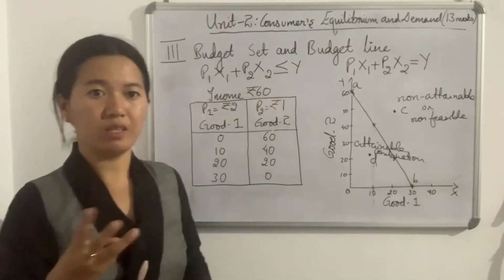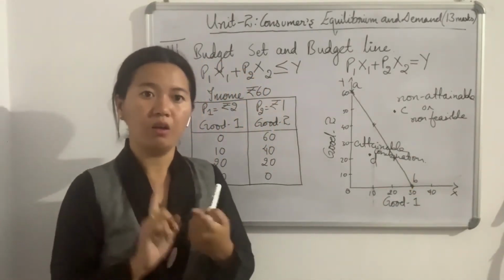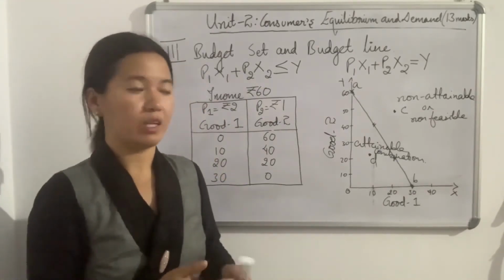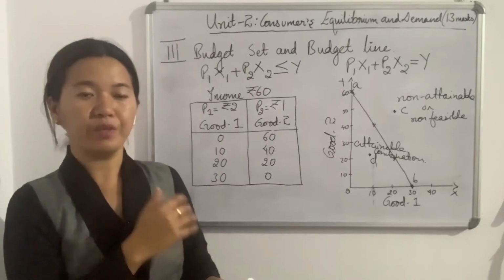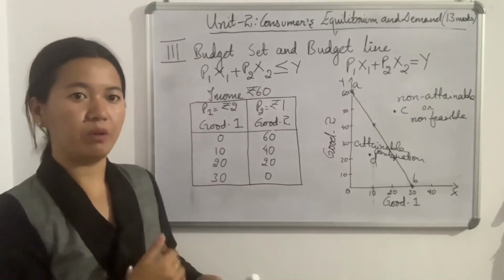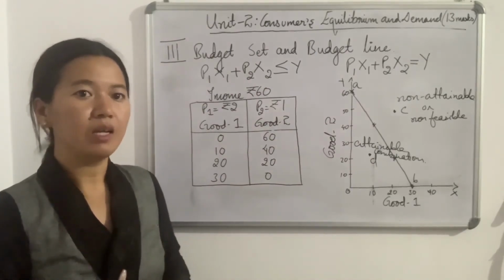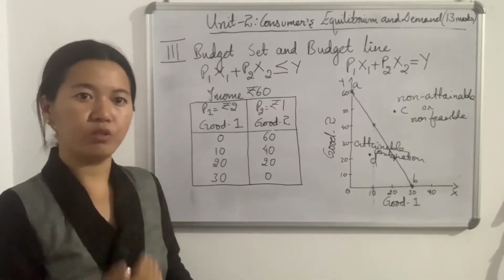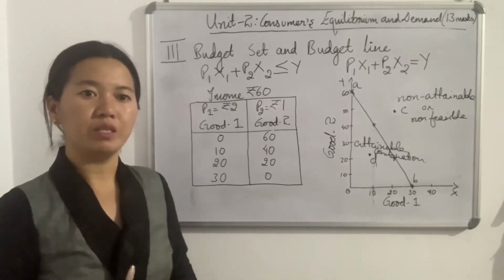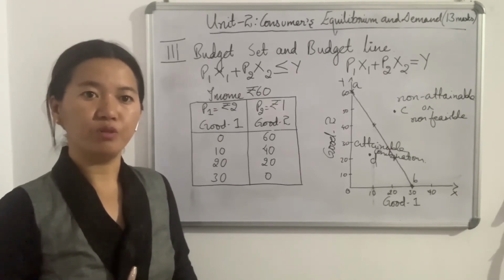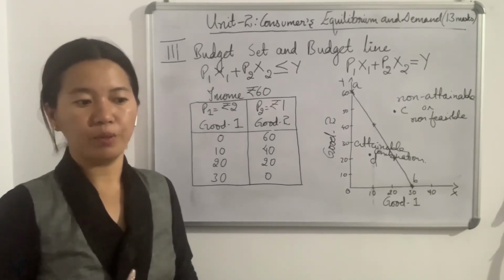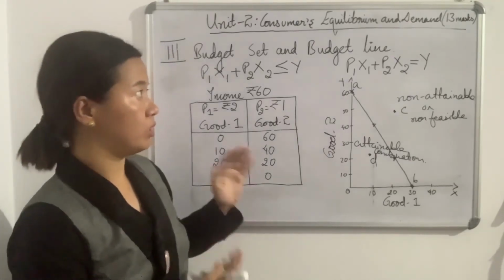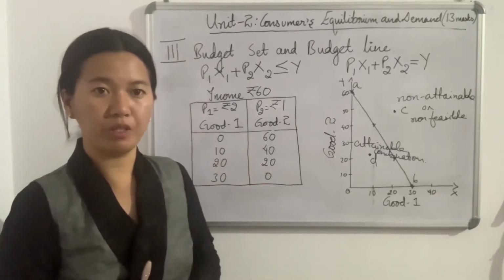So these are the 3 points. First point is outside the budget line, which is non-attainable. Second point is inside the budget line, which is an attainable combination. You can purchase that. And the third point is on the budget line. Any point on budget line AB shows the full usage or full utilization of your income. So this is the concept of budget set or budget line.